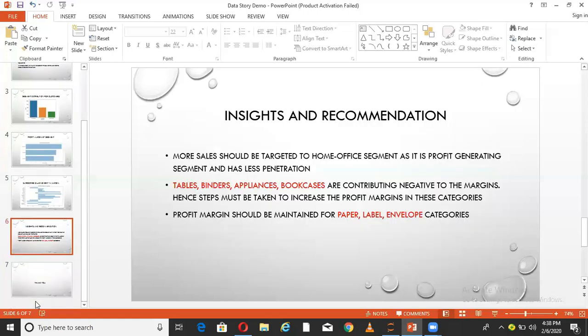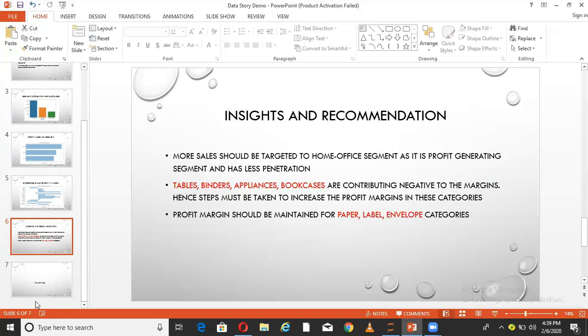I'm just saying insights and recommendation. More sales should be targeted to home office segment, as it is a profit generating segment and has less penetration. This is what we saw in the beginning, right? Home office is a profit generating segment, but the number of transactions are low. So business should target on improving the business in that segment. That is insight number one.